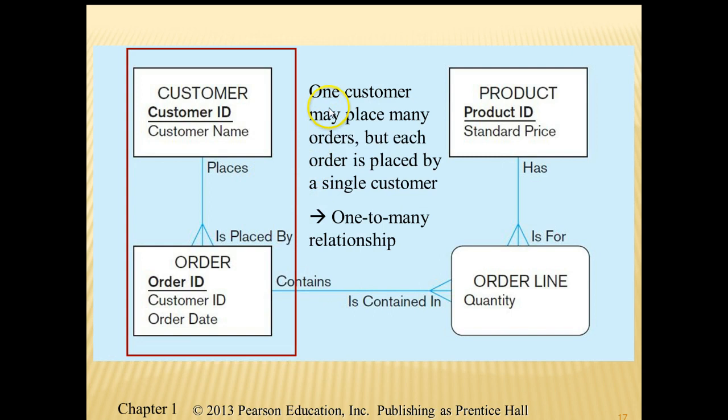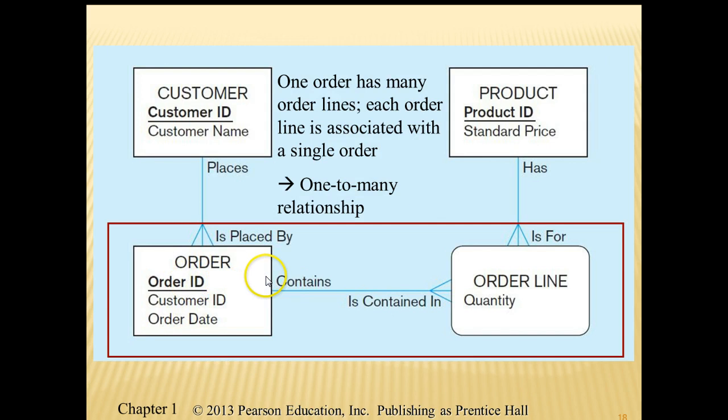So let's take a look at how that works. The relationship between customer and order: this description indicates that one customer may place many orders, but each order is placed by a single customer, hence the one-to-many relationship. Likewise, one order has many order lines, which means it could have multiple items on that order, but each order line is associated with one single order, and again, that's a one-to-many relationship.